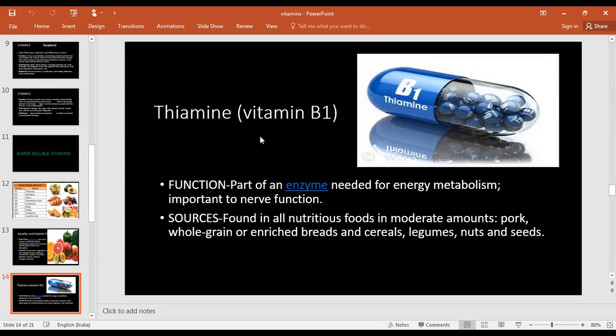Anybody can tell me? It will increase the hunger, sir. Yes, thiamine will increase the hunger. If it is there in your diet, it will increase your hunger. Okay. And if there is a deficiency of it, what will happen? Any idea? It will decrease the hunger.